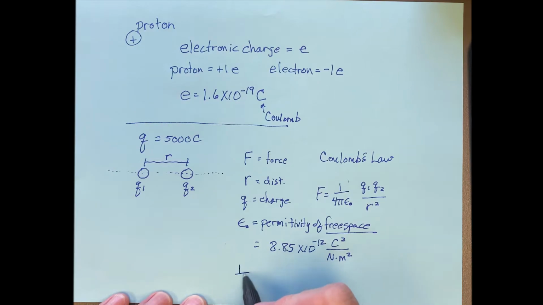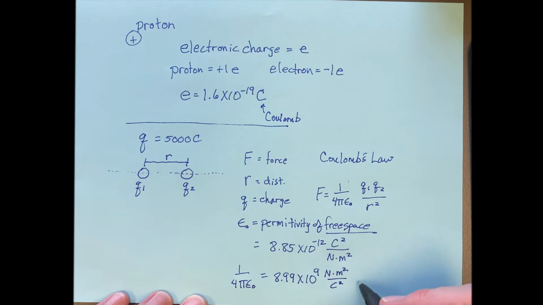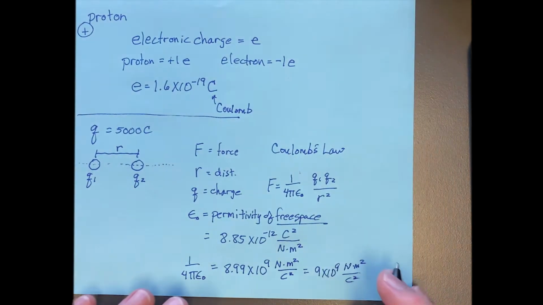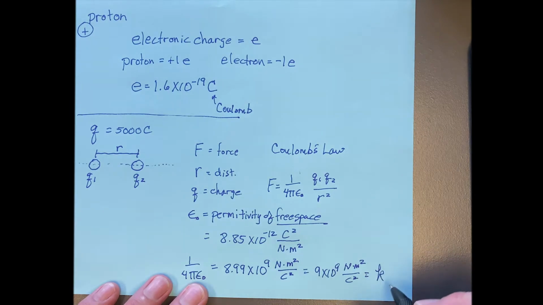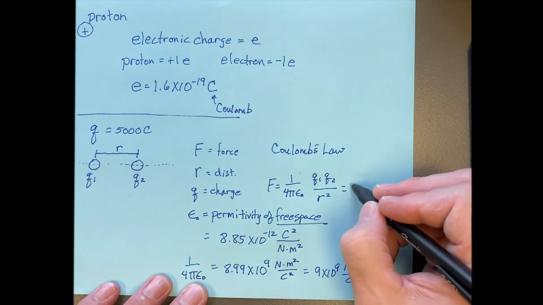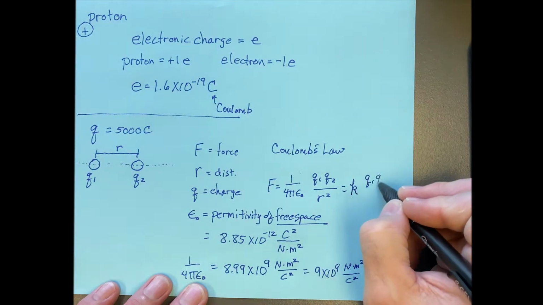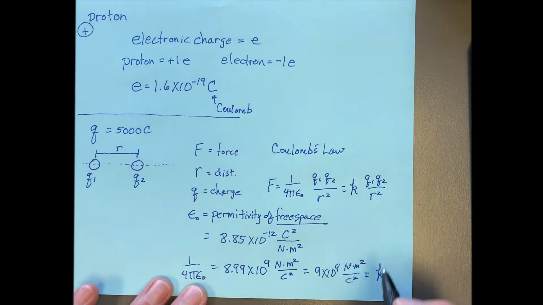And if you take 1 over 4 pi epsilon naught and plug it in, you end up with 8.99 times 10 to the 9th Newton meter squared per Coulomb squared. So this is often just rounded to 9 times 10 to the 9th Newton meter squared per Coulomb squared, and it's given a value just called K. So oftentimes you will see Coulomb's law written as K Q1 Q2 over R squared.